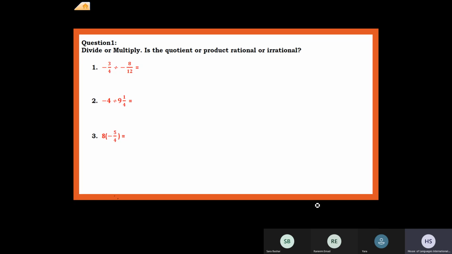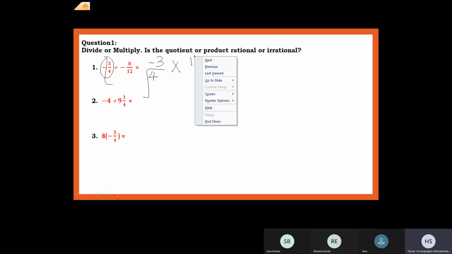Yalla, now, Miss, we have 15 minutes. Now here, what do we have? Negative 3 over 4 divided by negative 8 over 2. Don't say how please. The first one, I will keep it as it is. Then change the division to multiplication. Then write the reciprocal of 8 over 2. It will be 2 over 8.